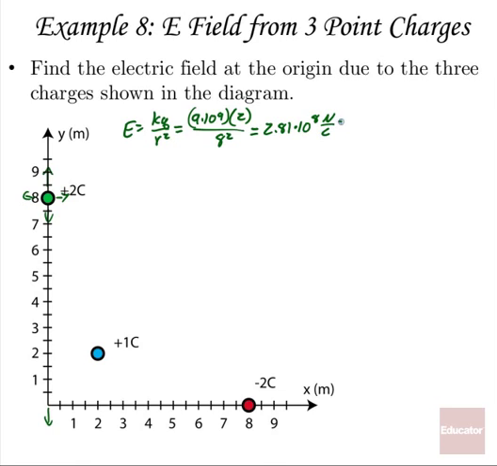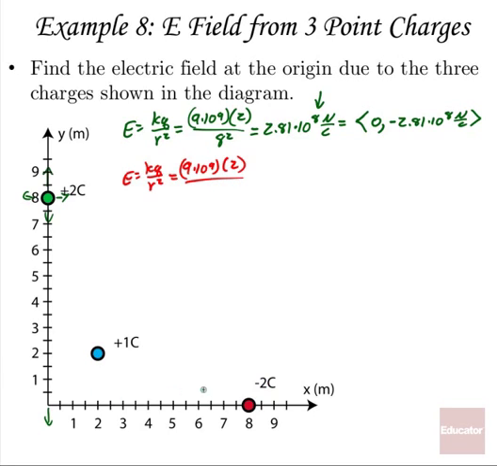And if I want to write that in bracket notation, my x component is 0. My y component is going to be negative 2.81 times 10 to the 8th newtons per coulomb, because we know that must be pointing down. So there's the electric field due to our green charge. Let's do the red charge next. The electric field due to that red charge is again kq over r squared, where k is 9 times 10 to the ninth, q is negative 2 coulombs, but again, we're not going to worry about signs at the moment. Let's get the magnitude, and we'll use common sense to figure out its direction.